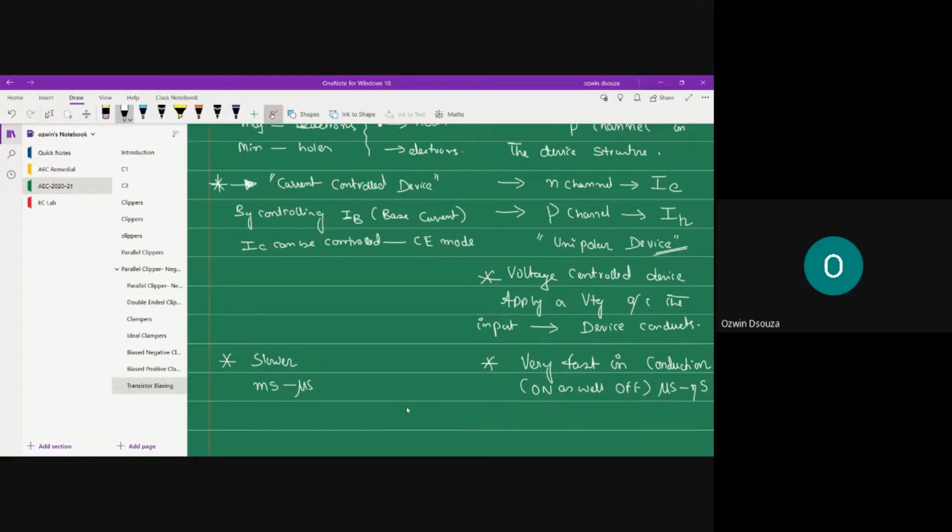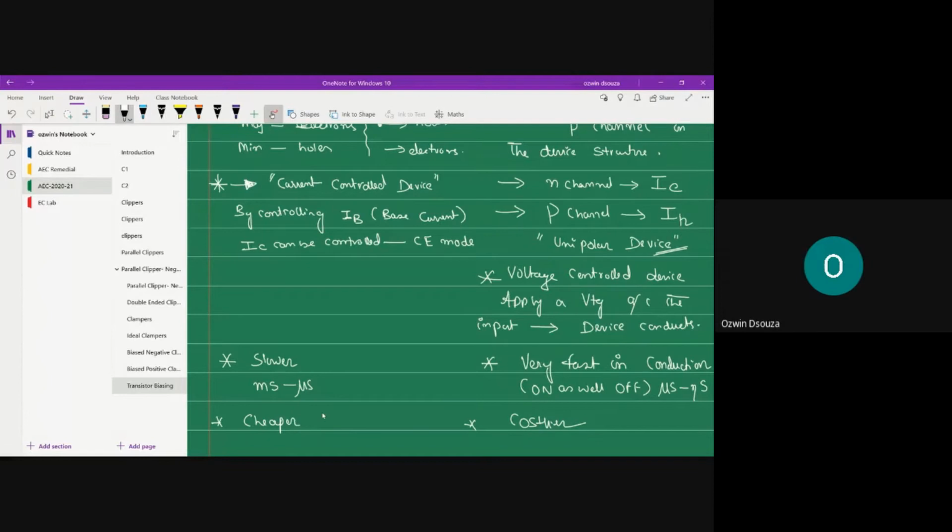Imagine the application of electric vehicles in which the vehicle should be changed from, say, forward motoring mode to reverse motoring mode in order to enable the reverse movement. In such scenarios, a device which is very fast in nature is always advantageous to have. So in very critical applications, they go for MOSFETs. Of course, it comes at a cost. MOSFETs are costlier, and BJTs are cheaper.